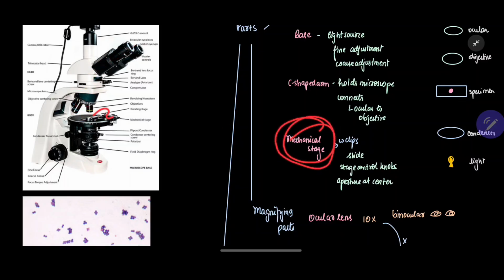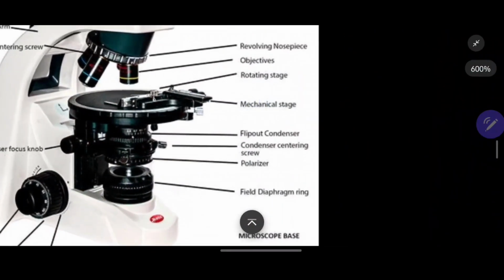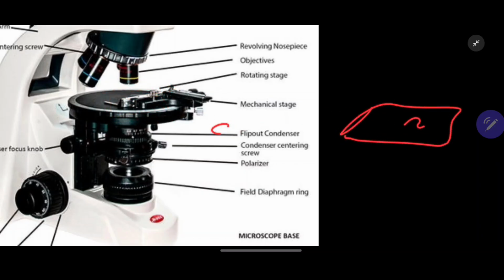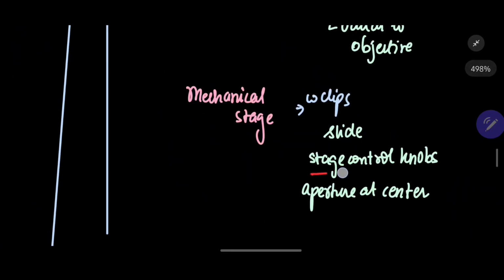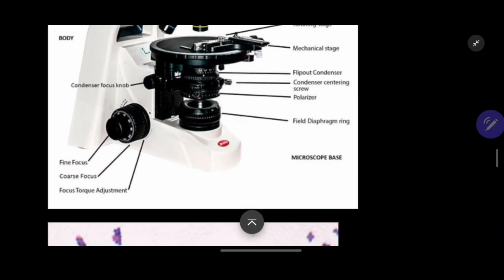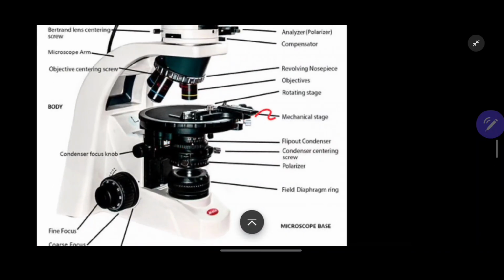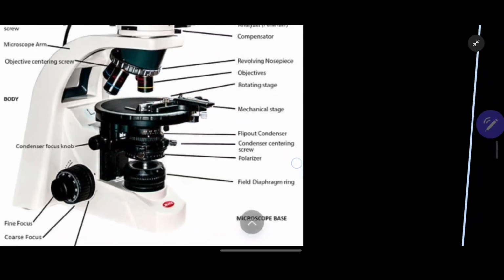Next is your mechanical stage, which is this part. It consists of these clips which will help you hold the slide in place, and it has this little hole which will help the light pass through and come onto the slide. And what else does it have? It has stage control knobs, like these here. They'll help you move the slide horizontally, vertically, in whatever direction you like.